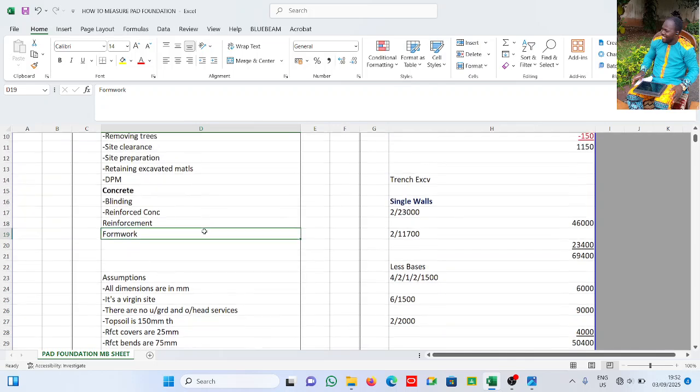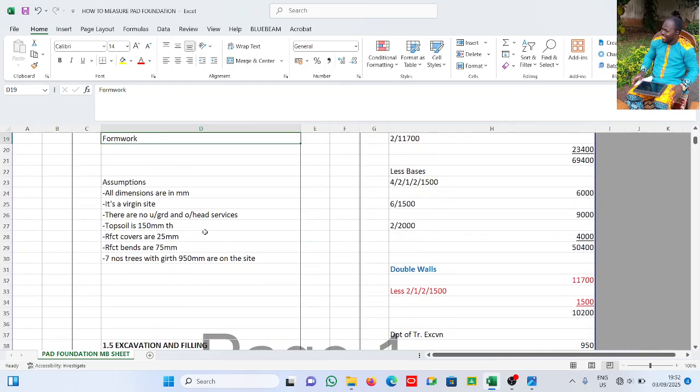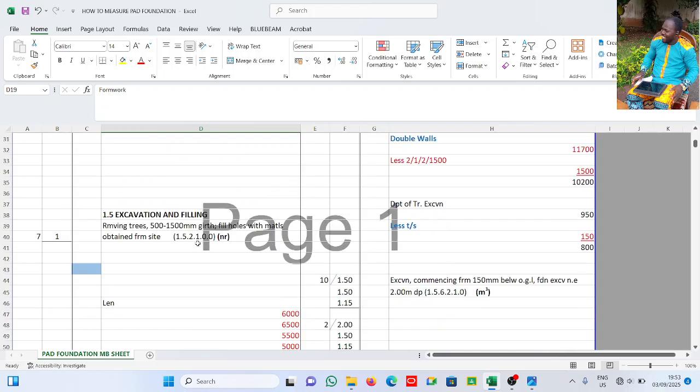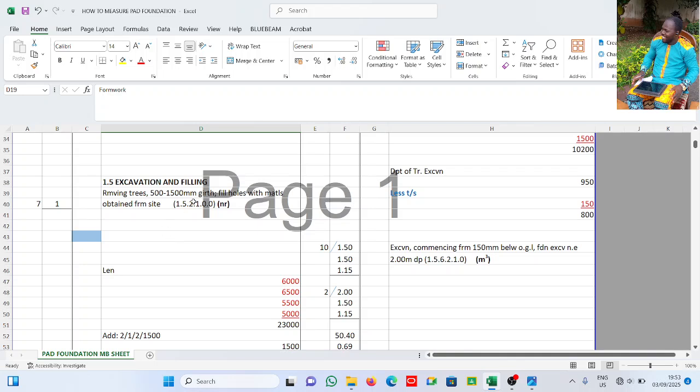Alright? So your takeoff list is very, very important. And your assumptions too, they are also important, especially for exam purpose, the written exam. Alright, so we have the excavation and filling in section 1.5 of the BESMM 4R. Right. Okay. Now we'll see here, removing trees, girth between 500 to 1500 mm.